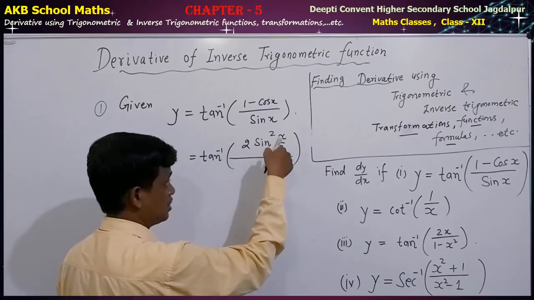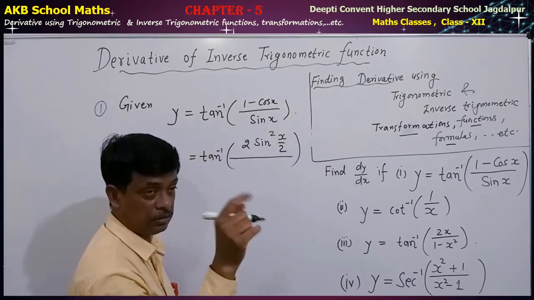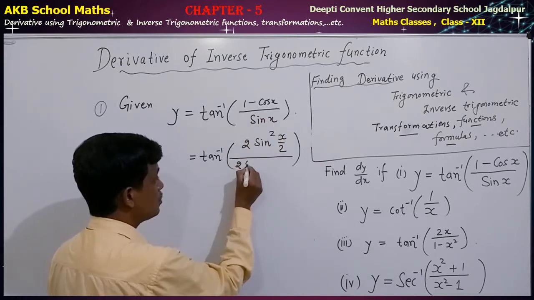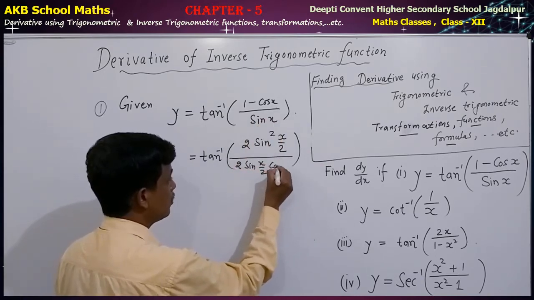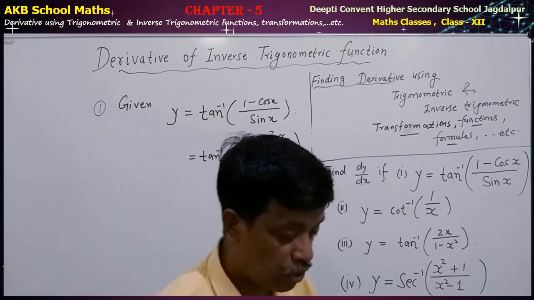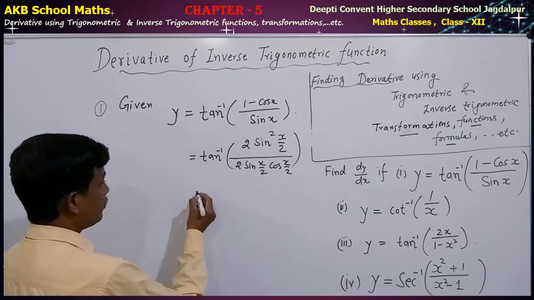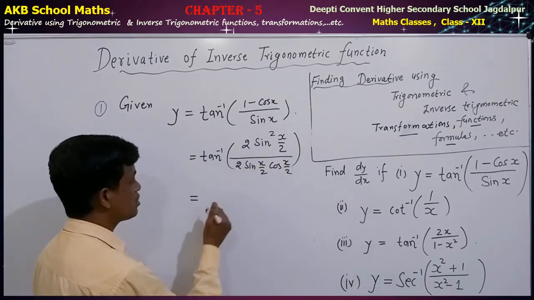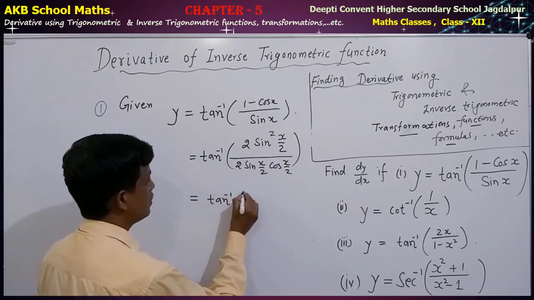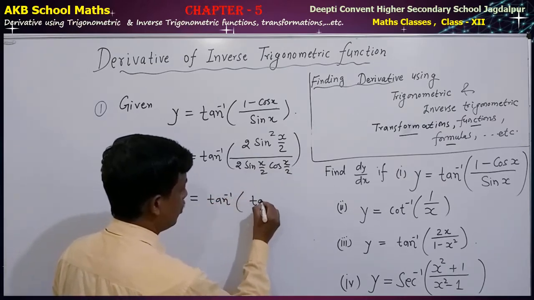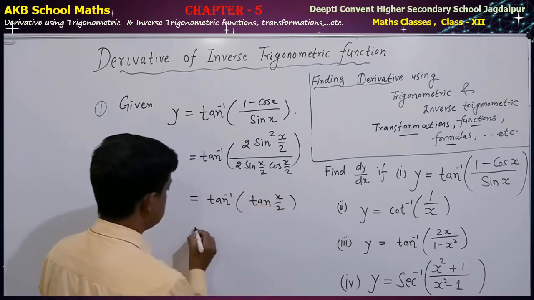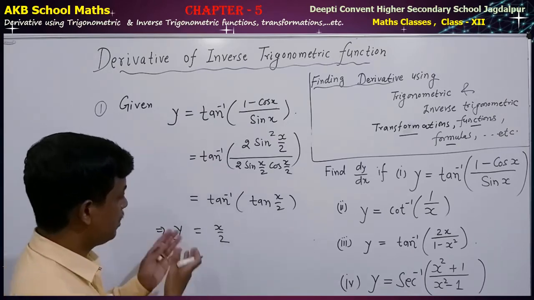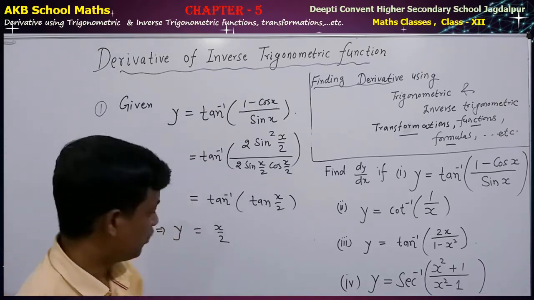Also for x by 2, sin 2 theta equals 2 sin theta cos theta. So here you can write 2 into x by 2, so 2 sin x by 2 cos x by 2. So this equals what? The 2 cancels, one sin cancels, sin upon cos is tan. That is tan of x by 2, and this equals x by 2. So we get y equals x by 2. This is very simple.